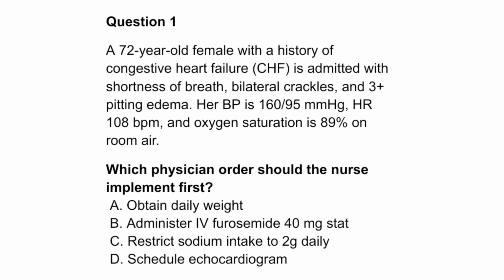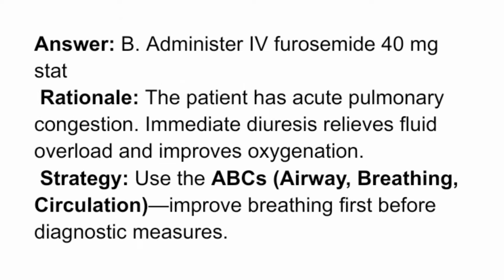A. Obtain daily weight. B. Administer IV furosemide 40 mg stat. C. Restrict sodium intake to 2 g daily. D. Schedule echocardiogram. Answer: B. Administer IV furosemide 40 mg stat. Rationale: the patient has acute pulmonary congestion. Immediate diuresis relieves fluid overload and improves oxygenation. Strategy: use the ABCs, airway, breathing, circulation, improve breathing first before diagnostic measures.